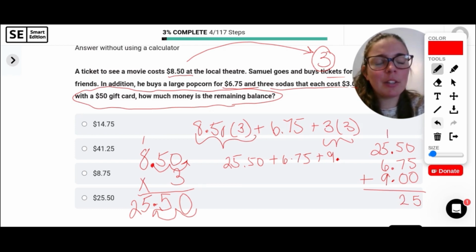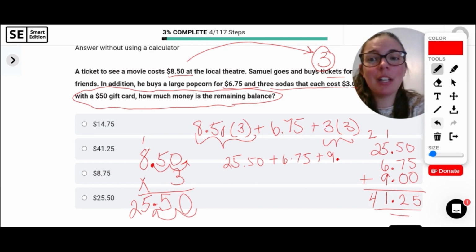And then let's go move over here. 1 plus 5 is 6, plus 6 more is 12, plus 9 is 21. And lastly, 2 plus 2 is 4. So it looks like Samuel spent $41.25. Does that answer our question?